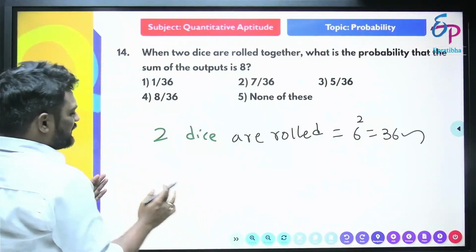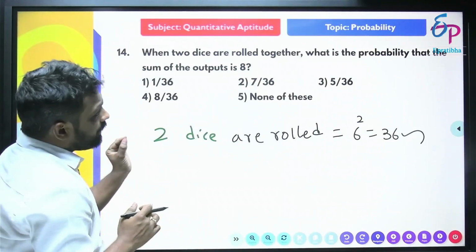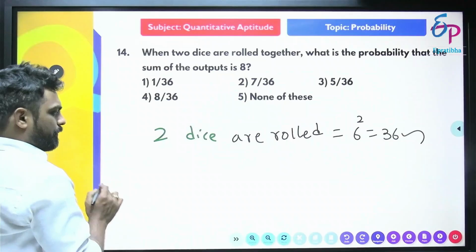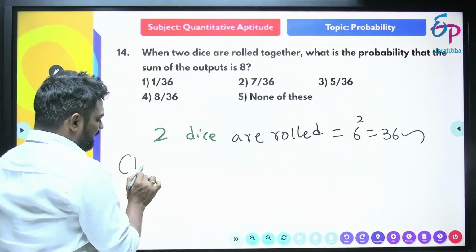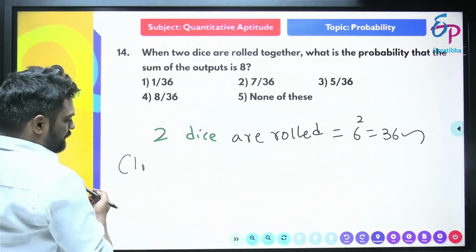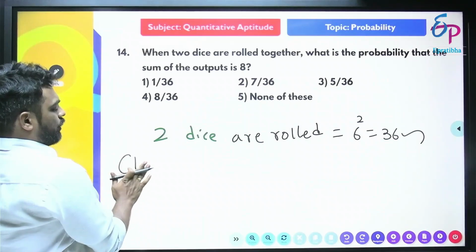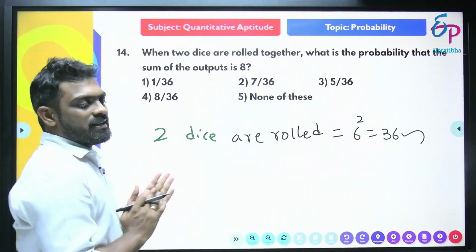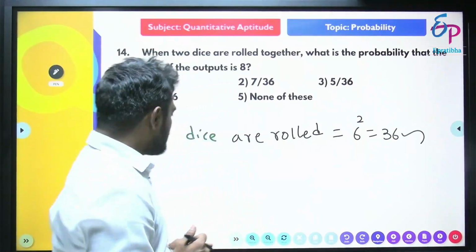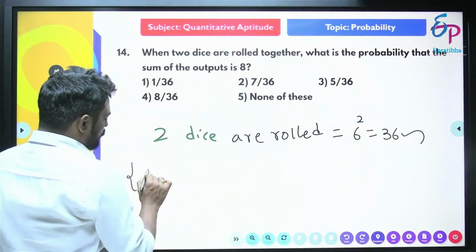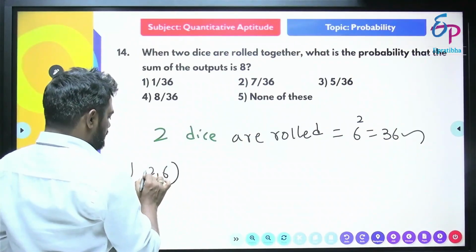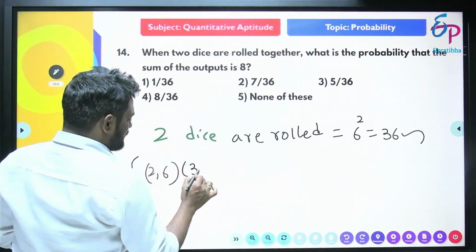Among these, some of the outputs give sum 8. Whenever the first die turns up 1, the second die has to be 7. It's not possible, since a die only has the numbers 1 to 6. Suppose the first die has 2, the second die is 6. It's possible. First die is 3, second die is 5.